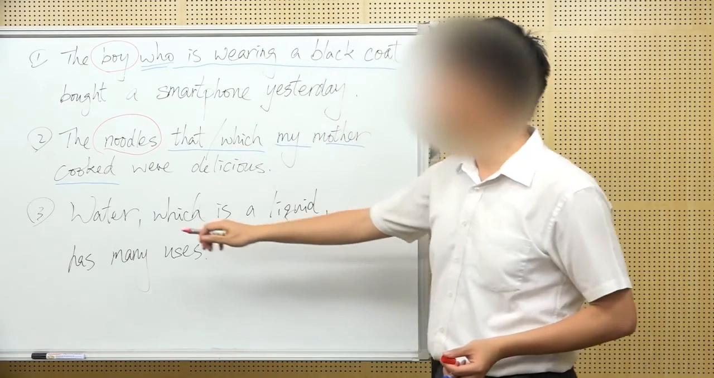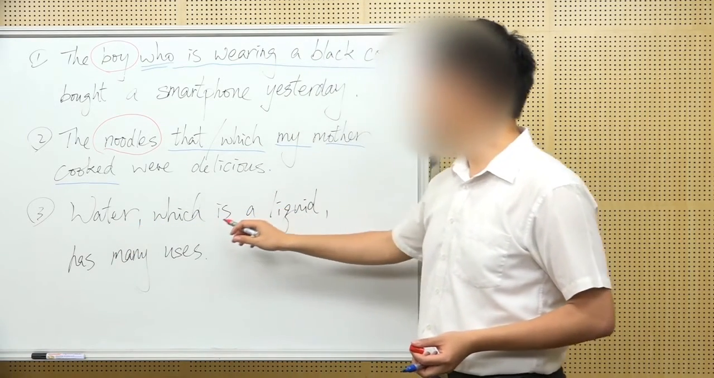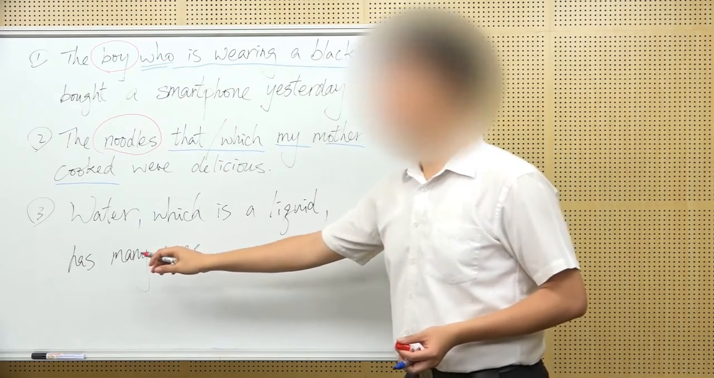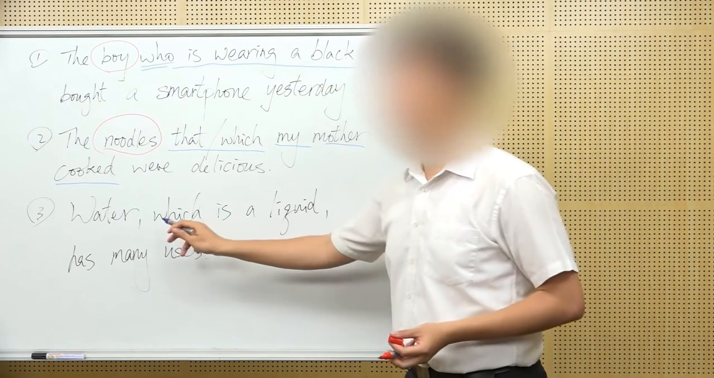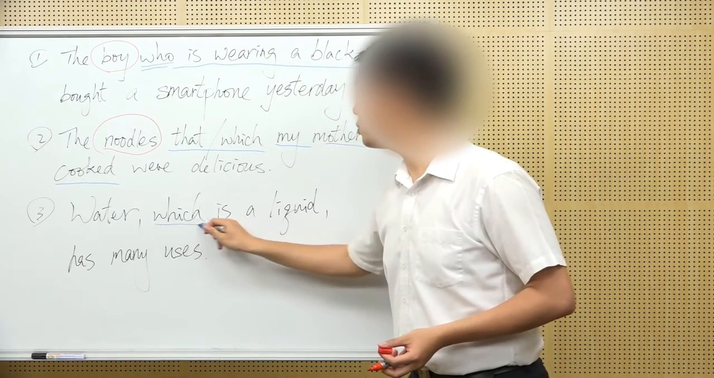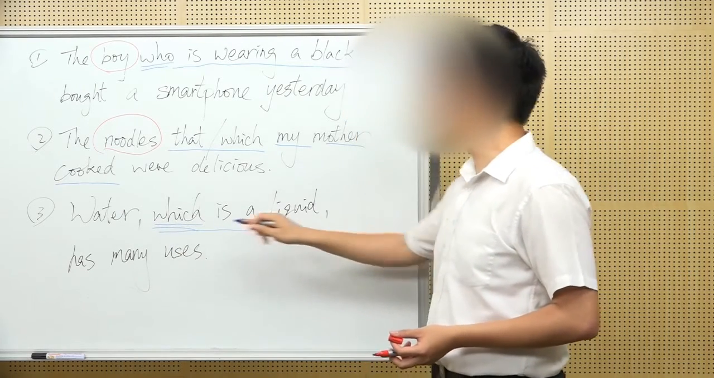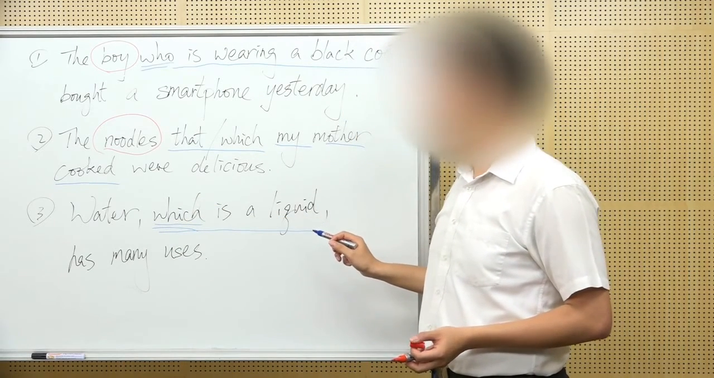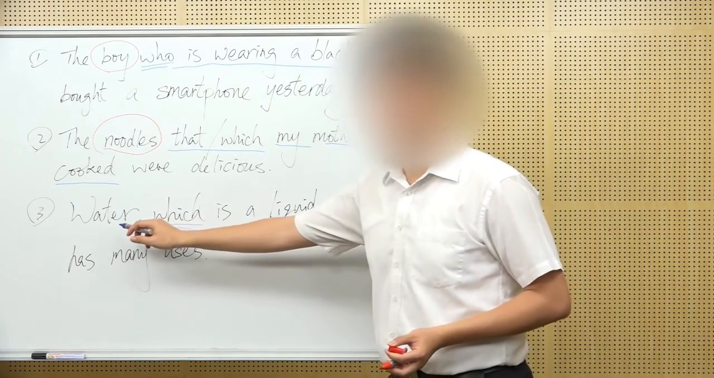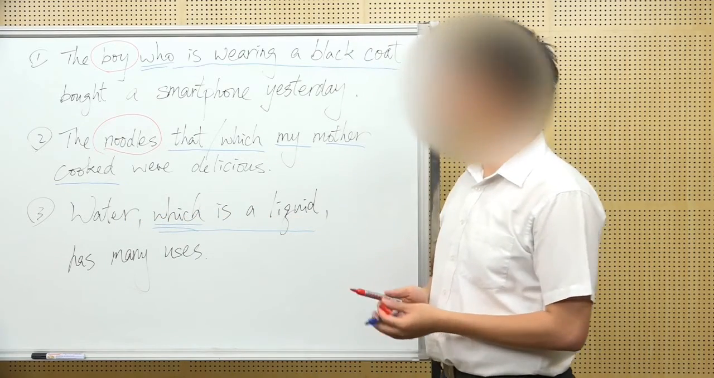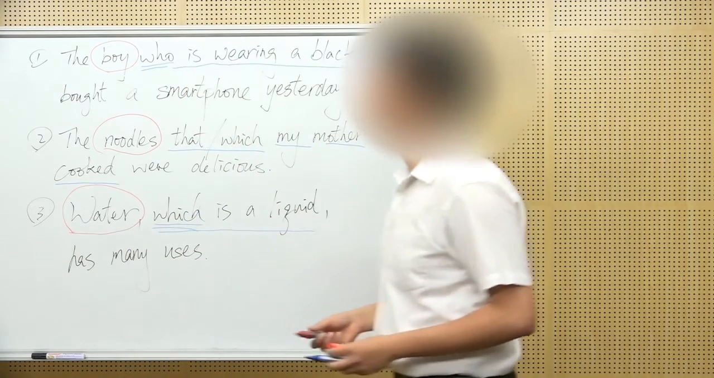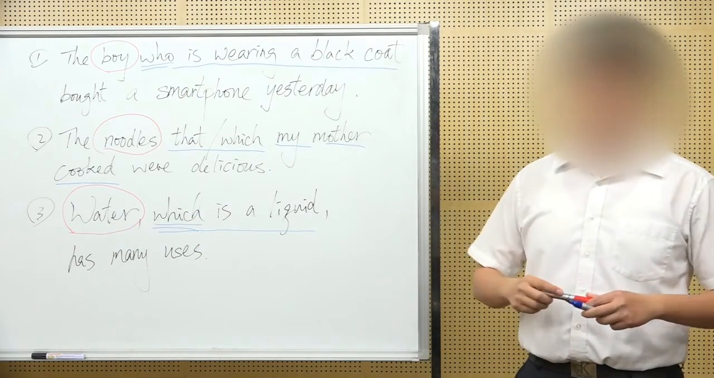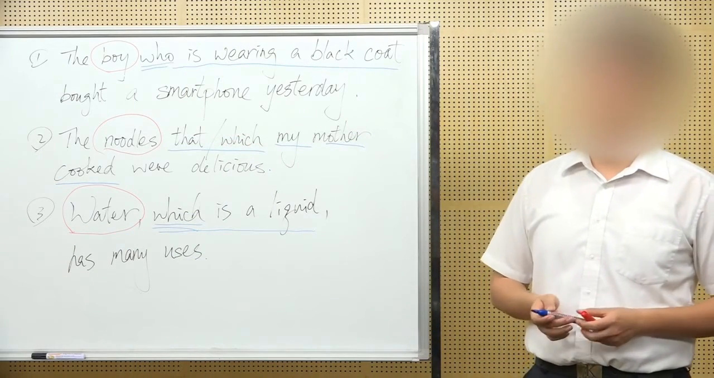The last one: water, which is a liquid, has many uses. And you can find that again, the words which is a liquid, between these two commas, are to talk about water. And this is a relative clause also. Okay? Now let's look at more examples and the structure of relative clauses.